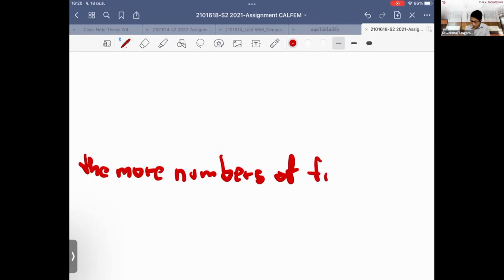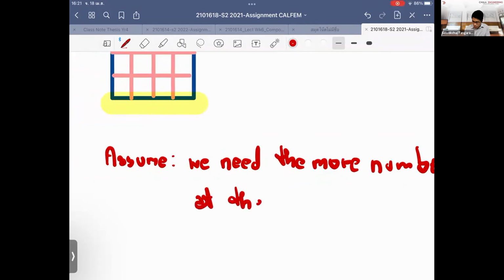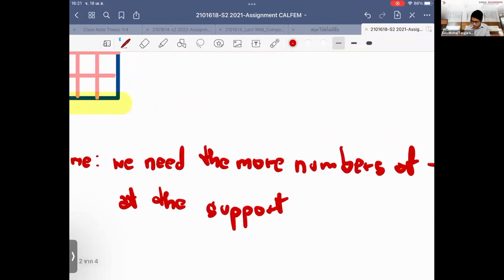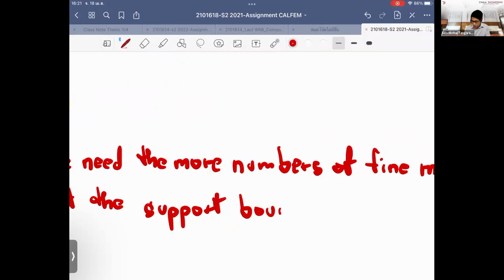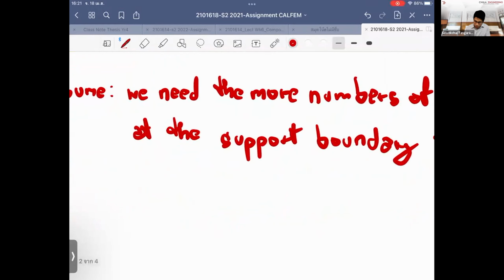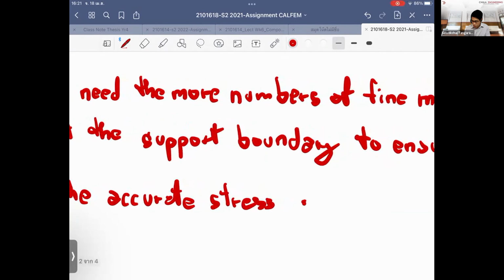So I said 5 mesh at the support boundary to ensure the accurate stress solution.